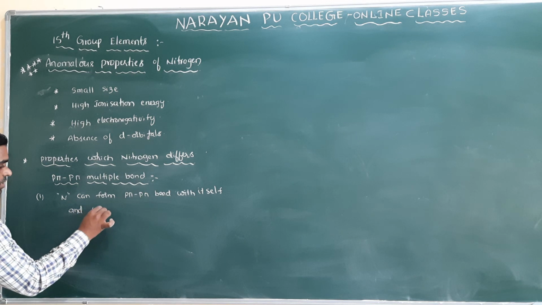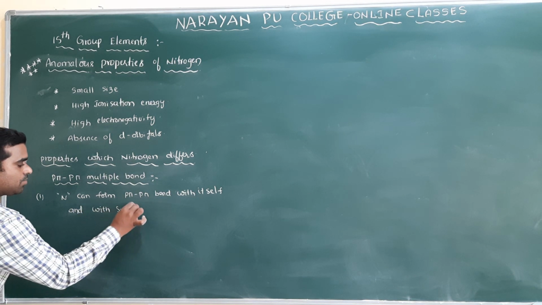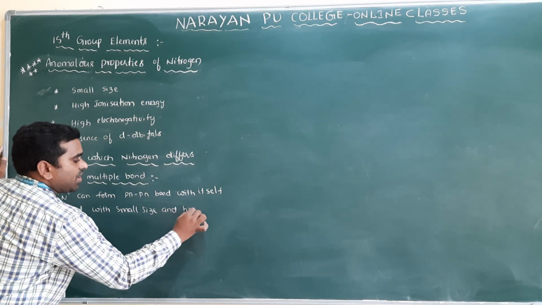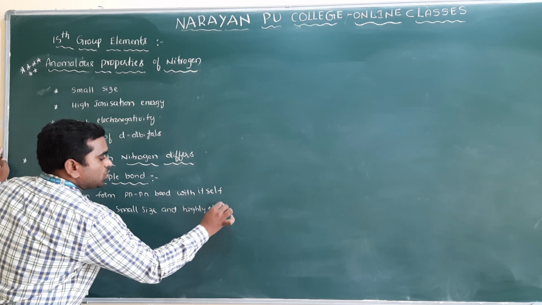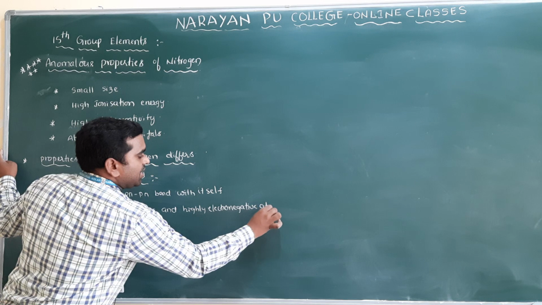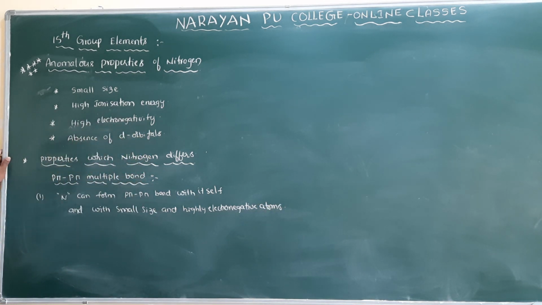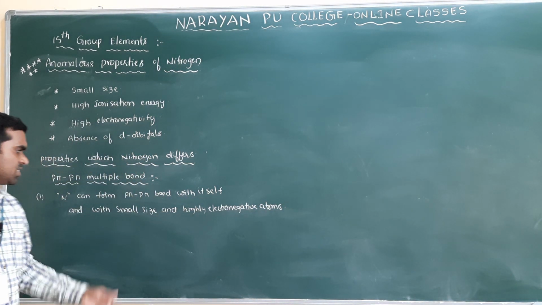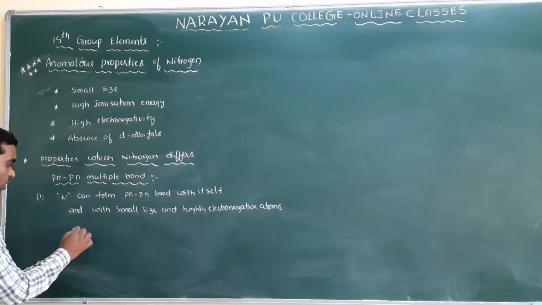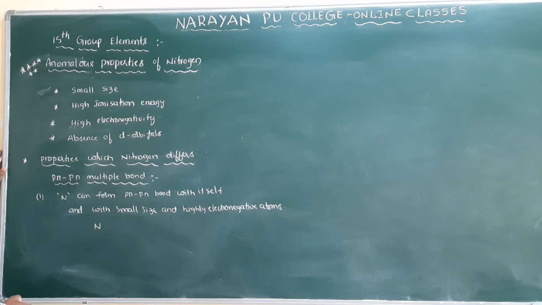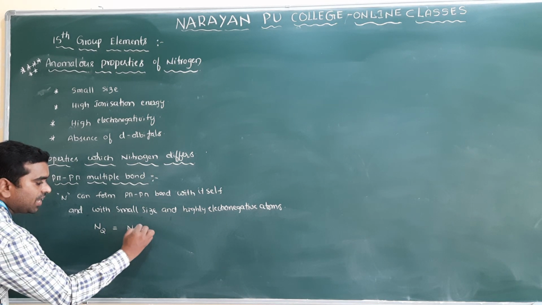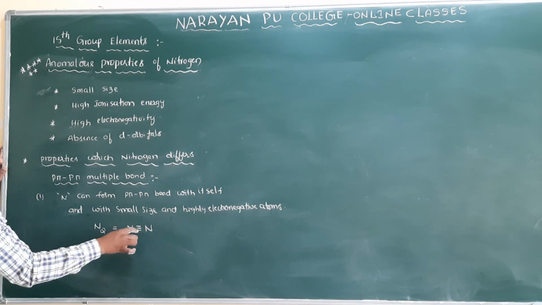and with small size atoms and highly electronegative atoms. So nitrogen can form p pi bonds with itself and also with small size and highly electronegative atoms. Like if you take the N2 molecule, how will it be? There will be multiple bonds, p pi bonds, pi bonds.